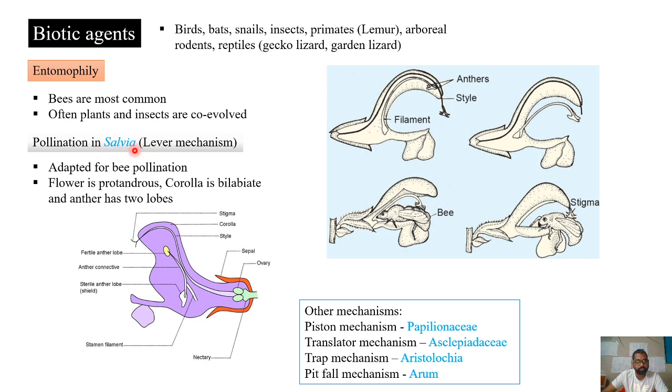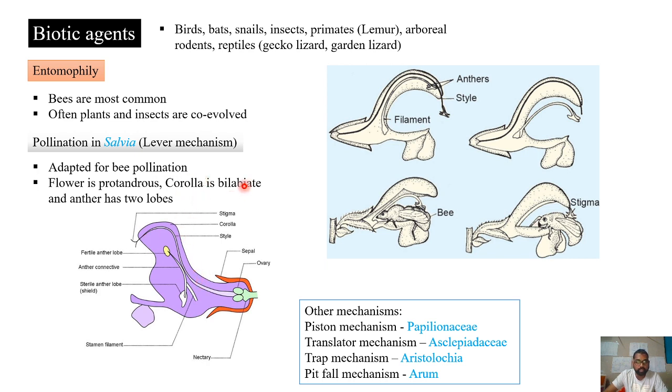Now coming to one important example under this entomophily, salvia, where the bees are the pollinating agents, that is melitophily, can be seen. Here, a special kind of mechanism called lever mechanism can help in the pollination. When you look into the flower, it consists of stamen and carpel, but the condition is protandrous. That is, the male reproductive system will develop first. Therefore, self-pollination, self-hybridization will be prevented.